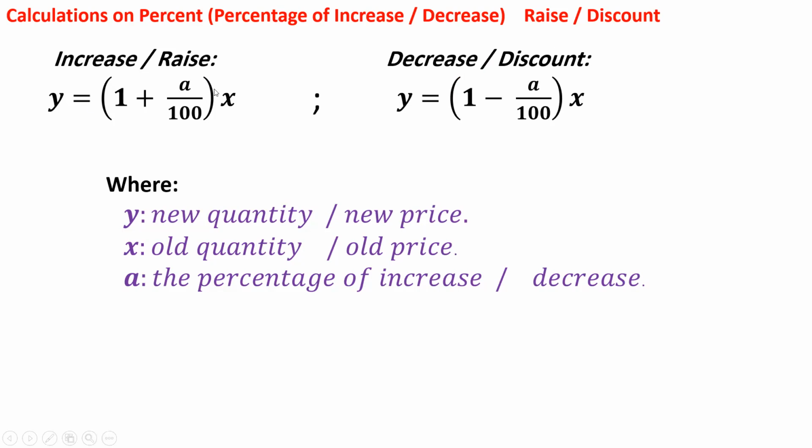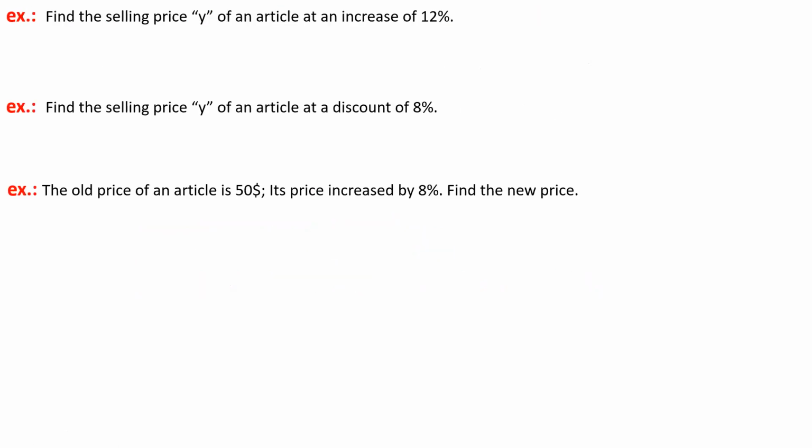What do y, a, and x mean in these rules? Y means the new quantity or the new price I want to find. X is the old quantity or the old price, and A is the percentage of increase or decrease. It depends on the question. Now we will solve exercises.